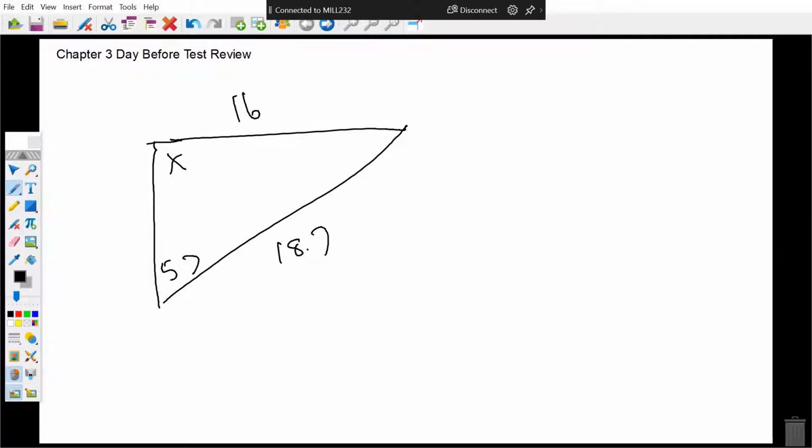For the first one, I need you to find the missing angle. So the missing angle x here. So please take a moment and try that.